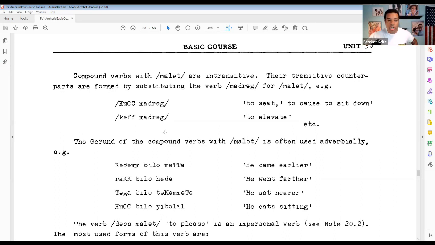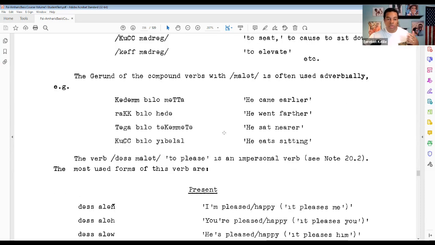And then the gerund of the compound verbs with malat is often used adverbially. So you'll see Krembelo mata, he came earlier, as opposed to he came early. Rakbelo heda, he went farther. Agabelo takamata, he sat near. Uchbelo yibalal, he eats sitting. The way he does the action.